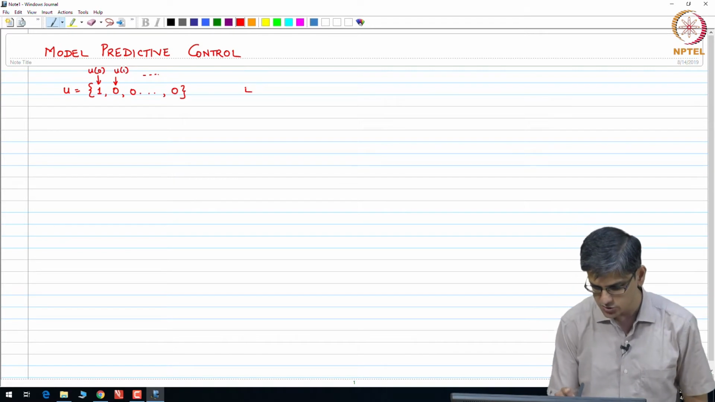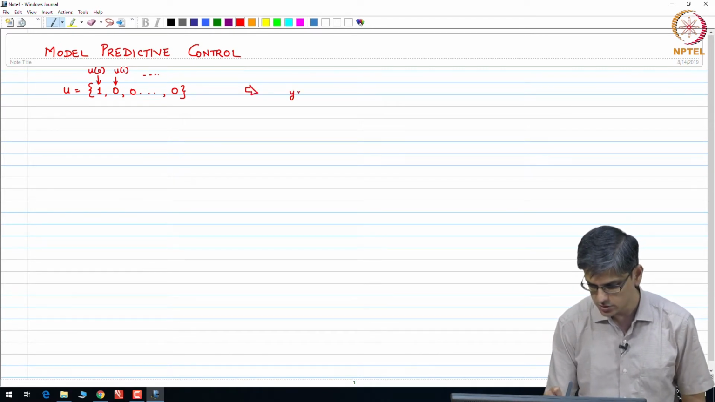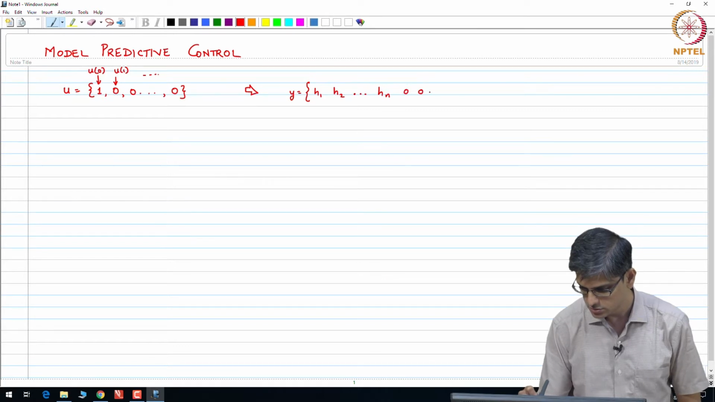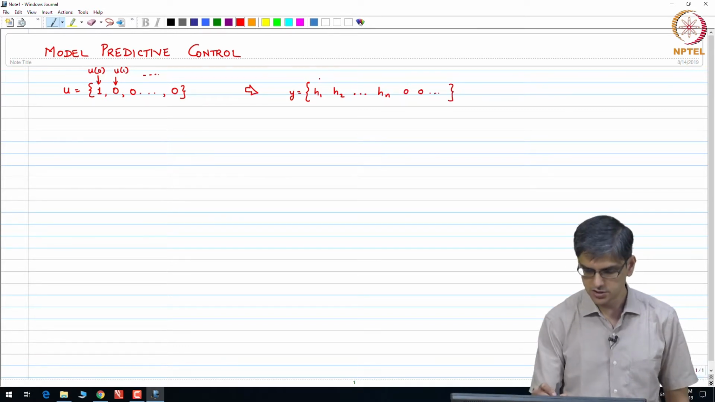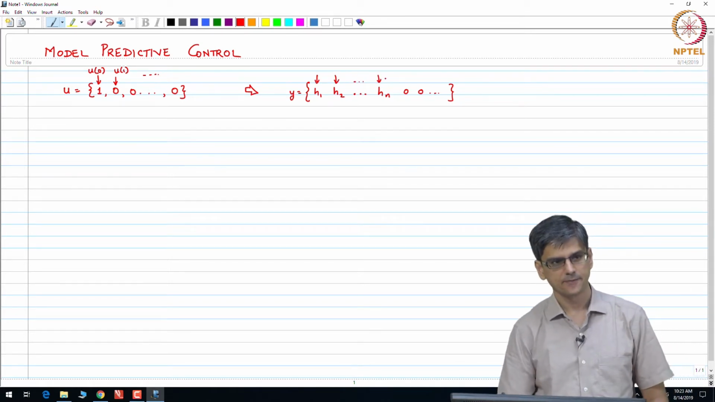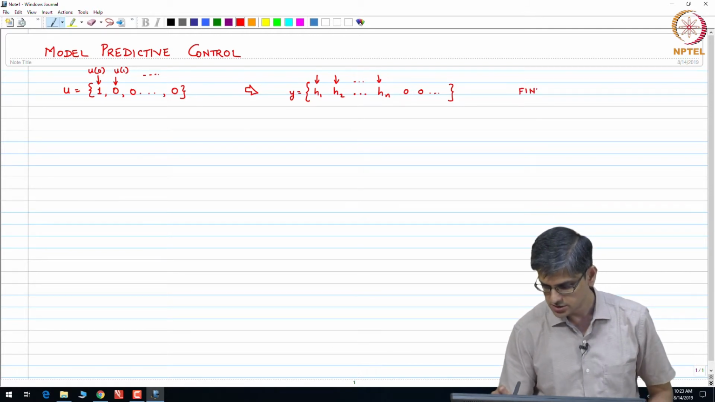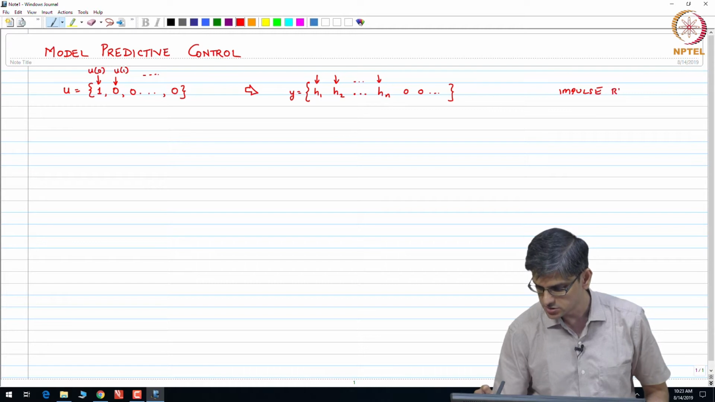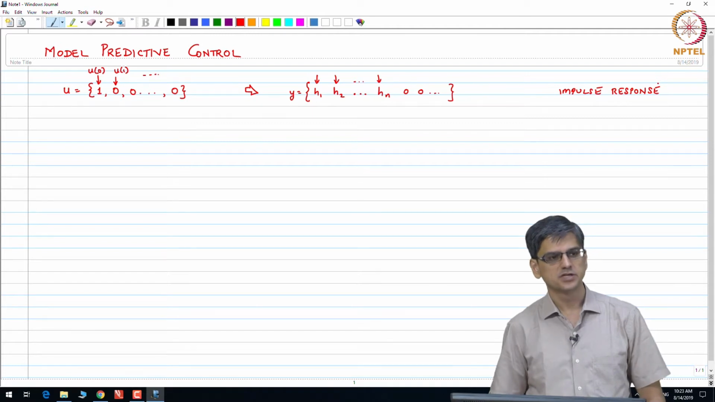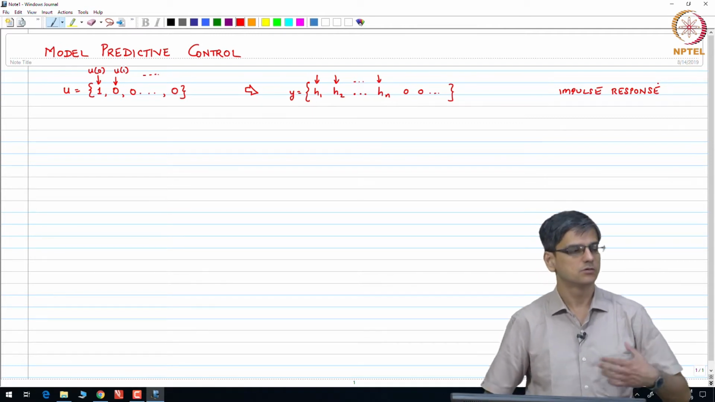Okay. In response to that, you got the output as h 1, h 2, and so on. This one is at time 1, this one is at time 2 and so on up to time n. Okay. This is finite impulse response. Actually this is just impulse response. Okay. The question is, how do you use this in a model?